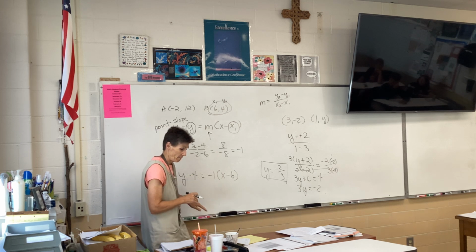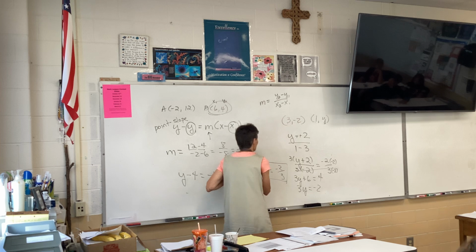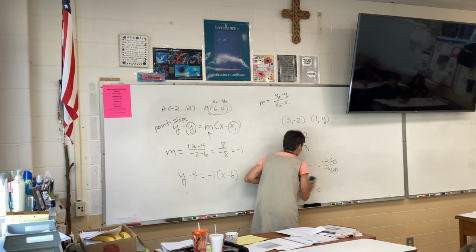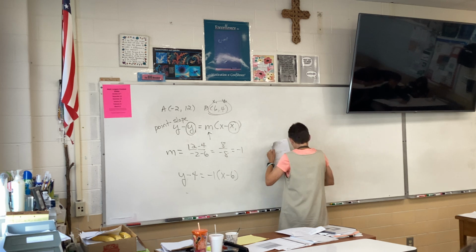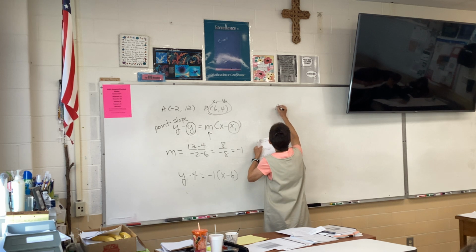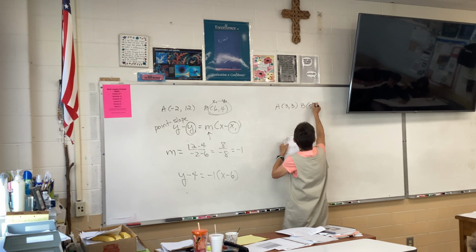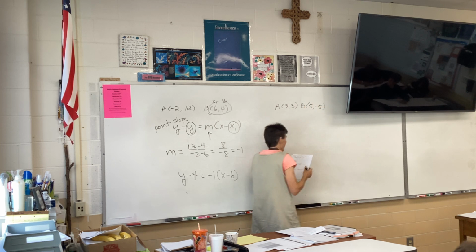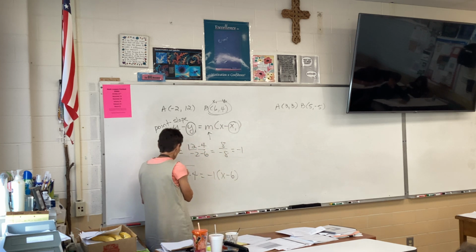Okay? Alright, now you try the next one. Do exactly the same thing with these other 2 points. Now you have new points. So it's 3, 3, and 5, negative 5. Come up with something that looks like this.